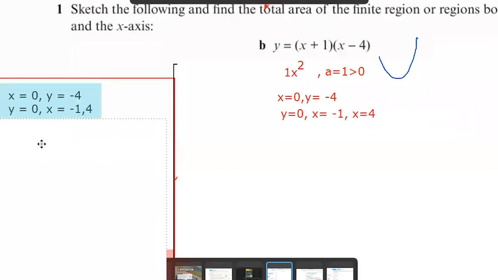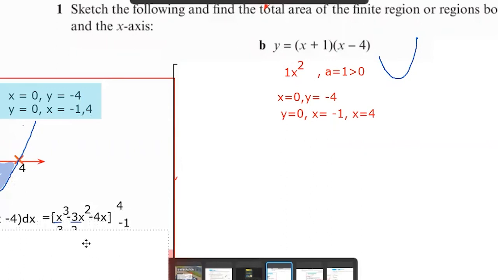Now we're ready to sketch our graph. So here we go. We have a graph with x equals 0, y equals minus 4, y equals 0, x equals minus 1 and 4. And we'll go ahead and sketch the graph. Our next step would be to find the area. The way we do this using our theory is that we integrate the given curve from minus 1 to 4. So here we go. We're integrating the given curve.